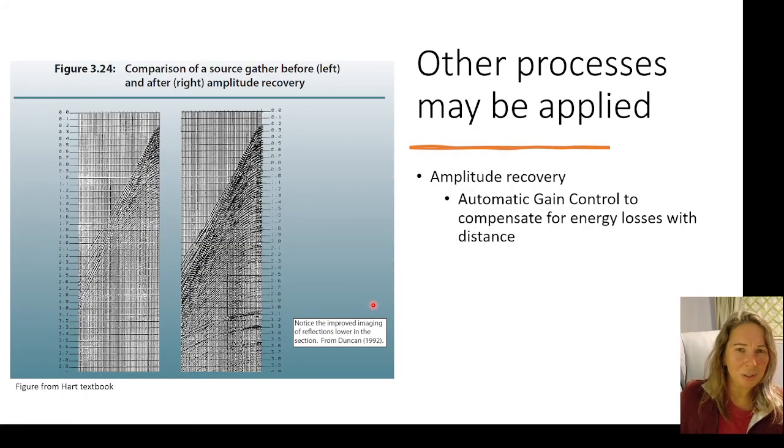So I mentioned before that there's some other processes that can be applied. One of them is amplitude recovery. The energy of the original seismic wave decreases as it goes deeper into the earth. So oftentimes we do some sort of amplitude recovery. Something like automatic gain control is a very common method to try to compensate for the energy losses. And this is an example where we've applied AGC on the right-hand side. You can see a lot of the reflections much more clearly because those deeper amplitudes have increased.